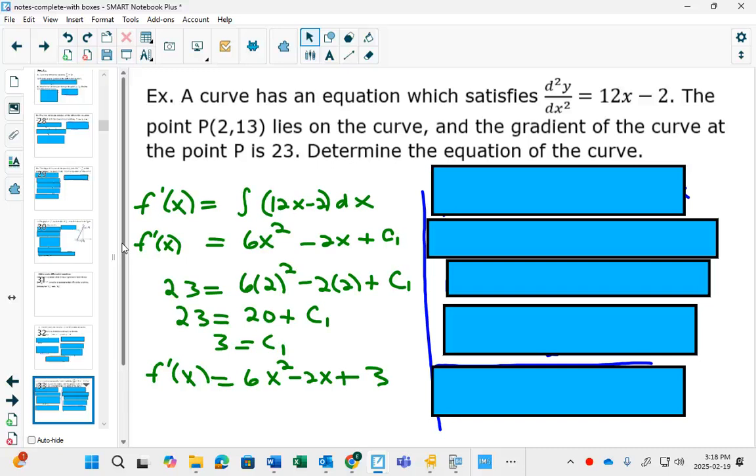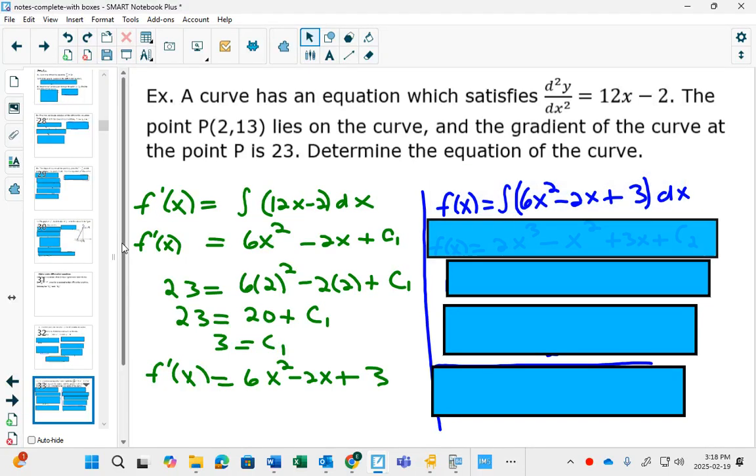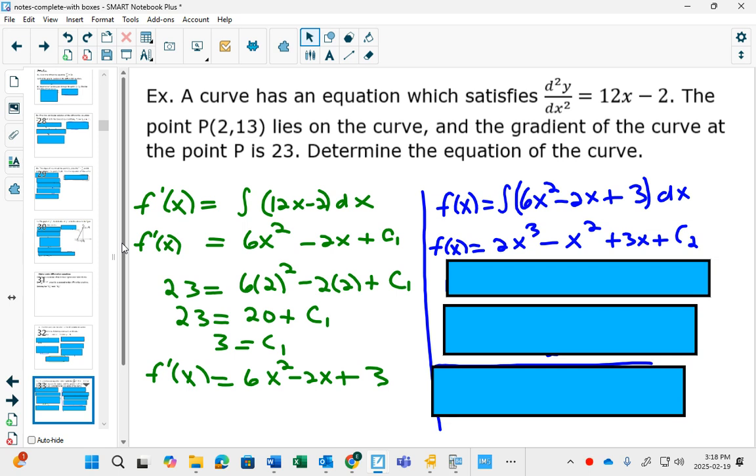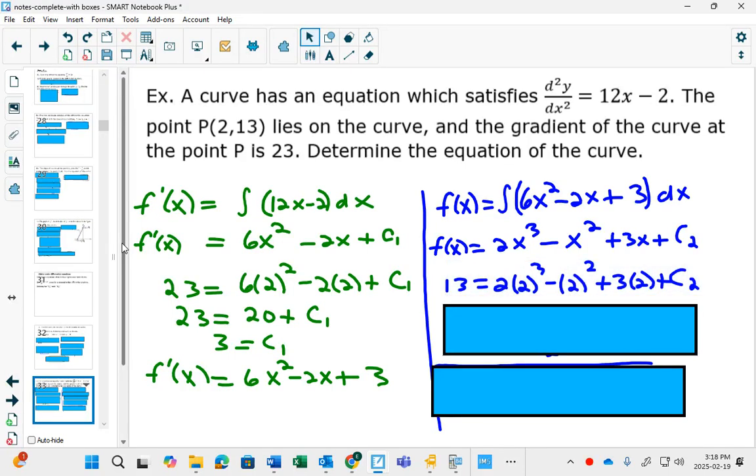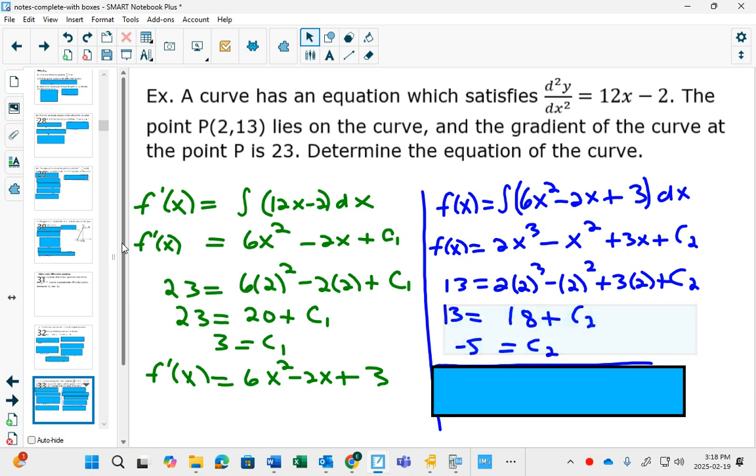Working backwards from there, integrate again, and now I'm going to have a C2 because I already used C1. Do we have any information about f of x that could help us solve this? Well, the point is on the curve. That means it's on the original curve. So when x is 2, y is 13. And if we do all the mental math for this, we're going to get C2.